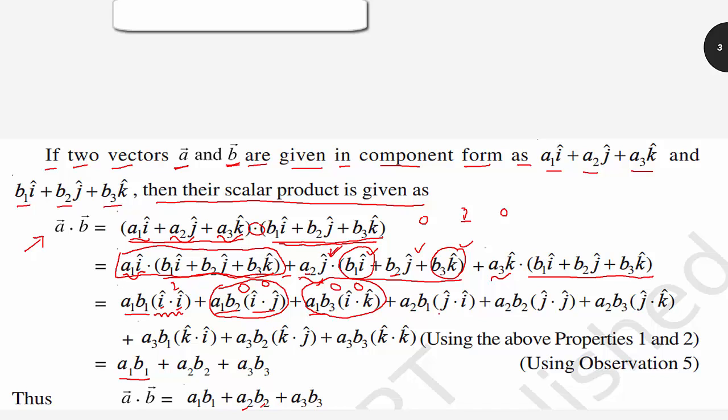Okay, here see j cap dot i cap is 0, j cap dot j cap is 1, j cap dot k cap is 0. That means this term is going to be 0, this term is going to be 0. Clear? In the same way, k cap dot i cap is 0, so this is 0. k cap dot j cap is 0, so this term becomes 0. k cap dot k cap is 1, so this term will remain as it is, a3 into b3. Clear?